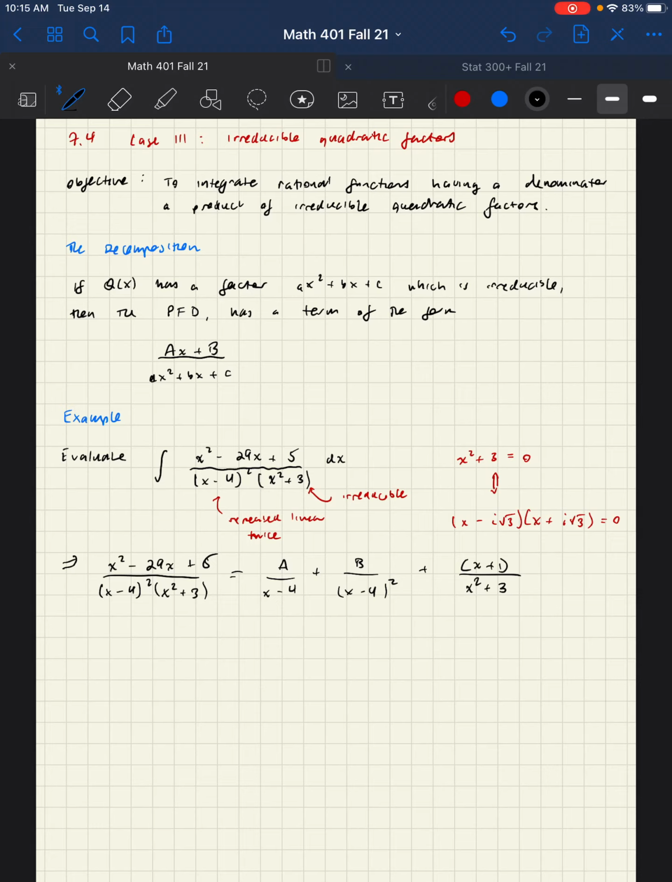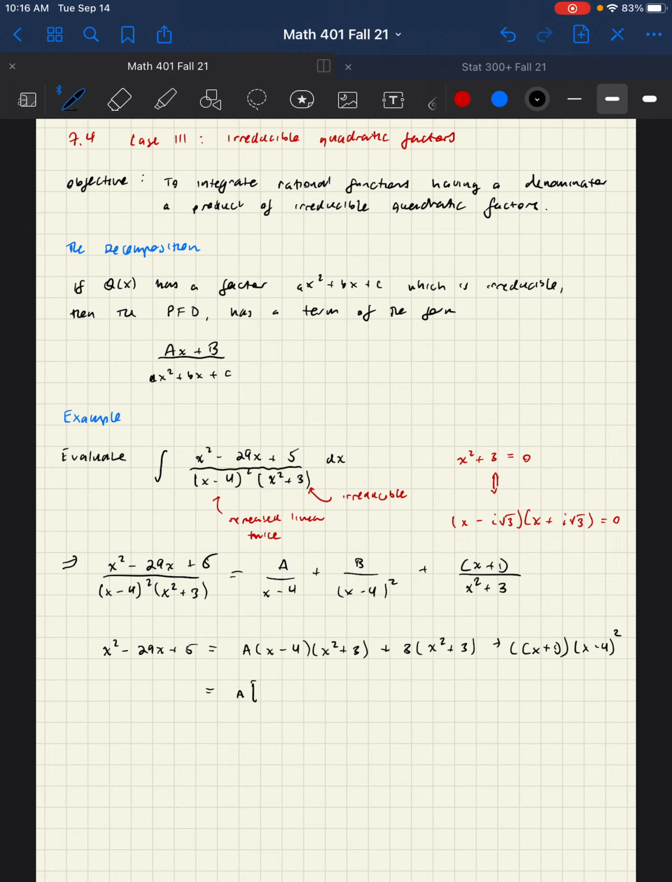We're going to put it in the equivalent linear system form. So multiply by the least common denominator, which is the original denominator. So x squared minus 29x plus 5 equals A times x minus 4 times x squared plus 3, plus B times x squared plus 3, plus Cx plus D times x minus 4 squared. Okay, good so far? Great. So what can we do here now? Well, let's go ahead and multiply this out.